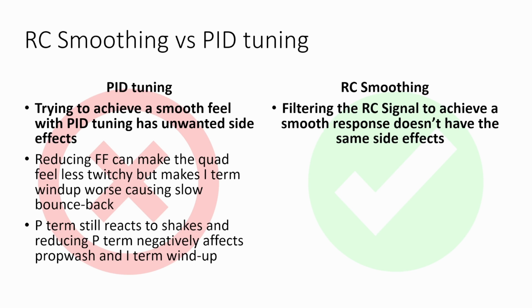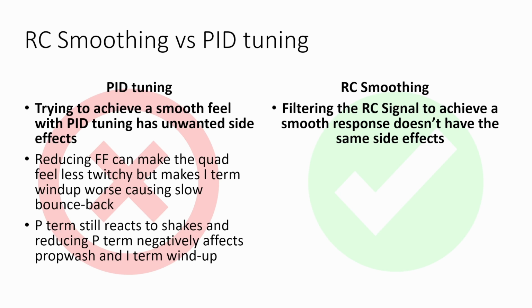If, however, you use RC smoothing to smooth out the quad, because you're filtering the RC signal before you get to the set point, it doesn't have the same side effects. The PID controller is still feeling like it's following the set point really, really closely, so you don't have anything like I term wind up. And also the P term isn't going to be reacting to any shakes or twitches because they will have been filtered out before they get to the set point.